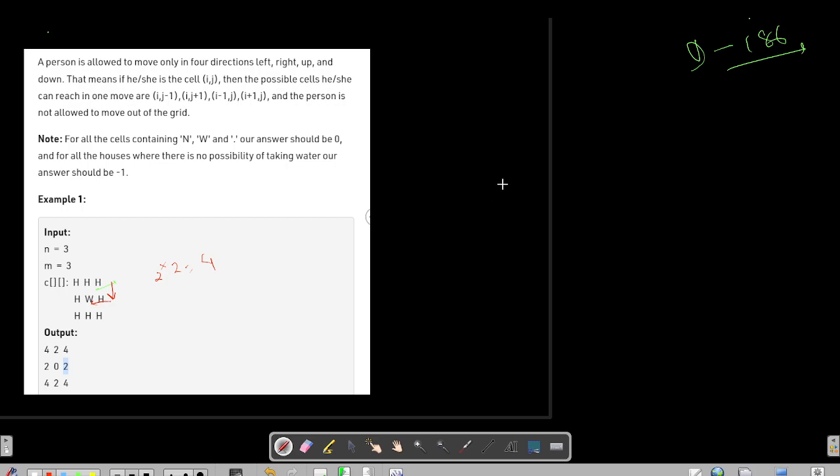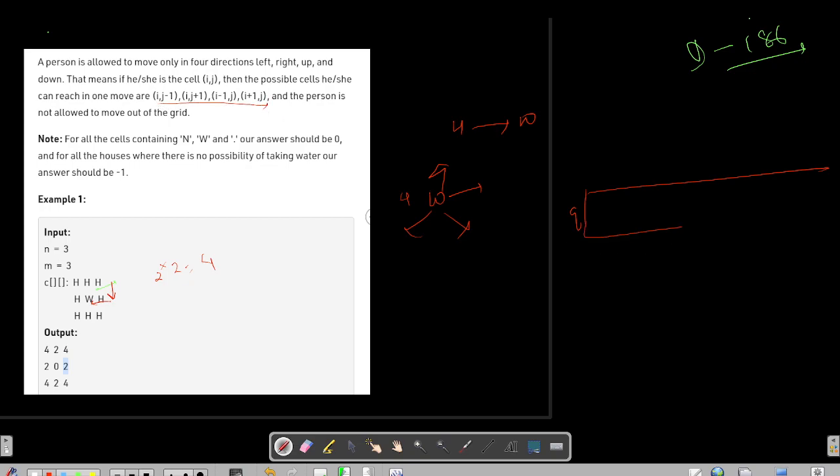So what we have to do is, instead of moving from each house to every well, just push the coordinates of the wells into a queue, right? Into the queue, and then we will traverse from the wells to each and every house. And the traversing is taken care of by the four coordinates, just these four coordinates, right?